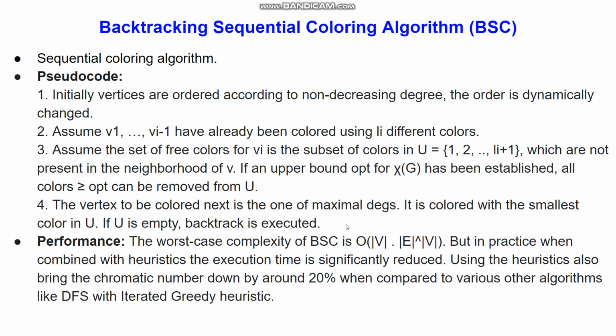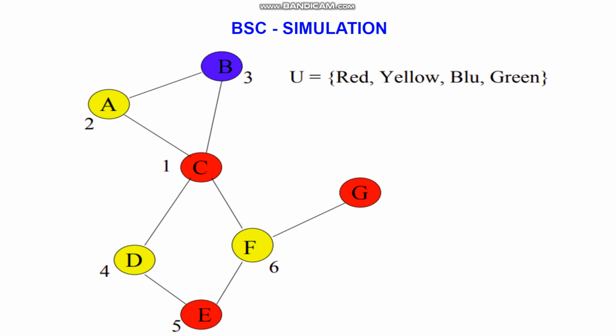Let's talk about the performance of this algorithm. The worst case time complexity of BSC is order of |V| times |E| to the power |V|, where |V|, let me call it n, and |E|, let's call it m. So order of n times m to the power n. But in practice, when combined with heuristics, the execution time is significantly reduced, and using the heuristic also brings the chromatic number down by 20% when compared to various other algorithms like DFS with iterated greedy heuristic. Okay, so let's see one small example of the BSC.